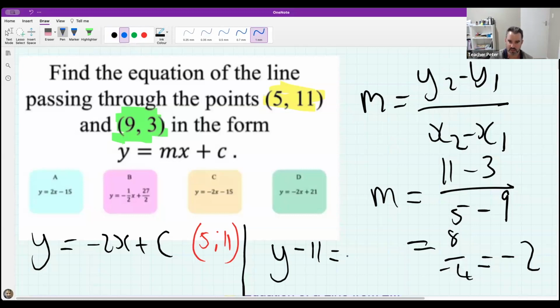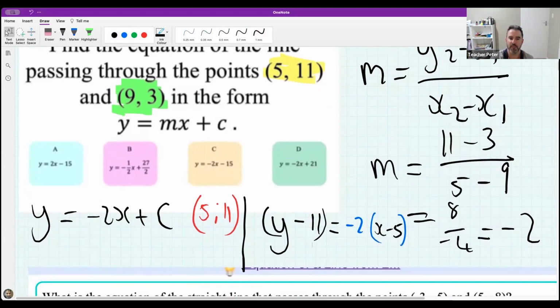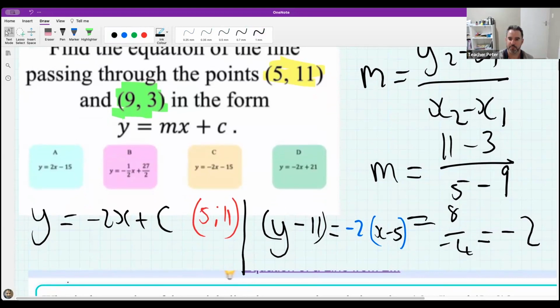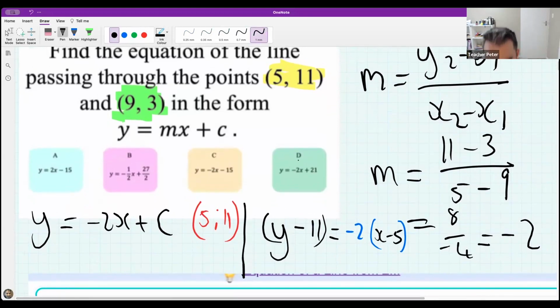Or the other method some people were using, they were going y minus 11 equals the gradient, which is minus 2, and then a bracket, and inside that bracket would be x minus 5. So there's 2 choices. I'm going to stick with the one on the left, but both methods are fine. I want you to use a method of your choosing, and then tell me which of the answers, A, B, C, or D, is correct.